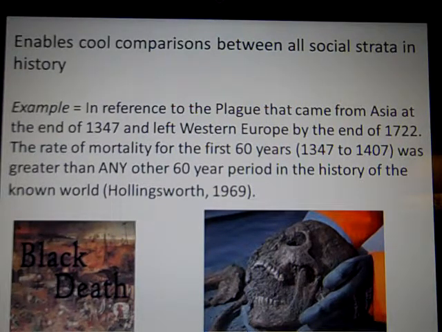We've talked about the Black Plague or the Black Death, which decimated almost all of Europe, or a large portion of Europe, in the 1300s and into the 1400s. So here's a comparison. We understand that the Black Death killed so many people, and we know we can isolate that the first 60-year period of the plague, 1347 to 1407, we have the highest mortality rates here than any other 60-year period in the history of the known world.